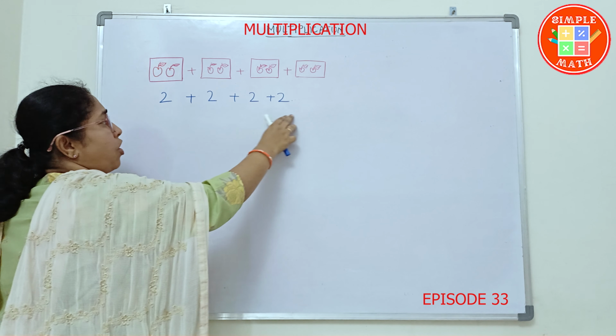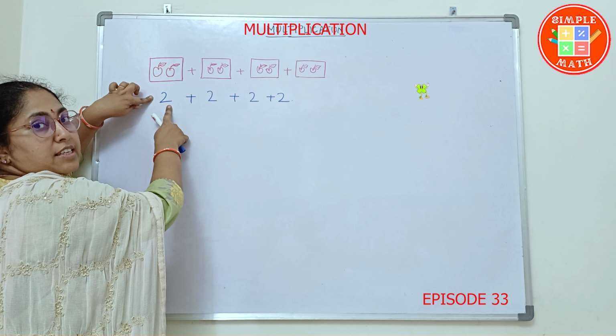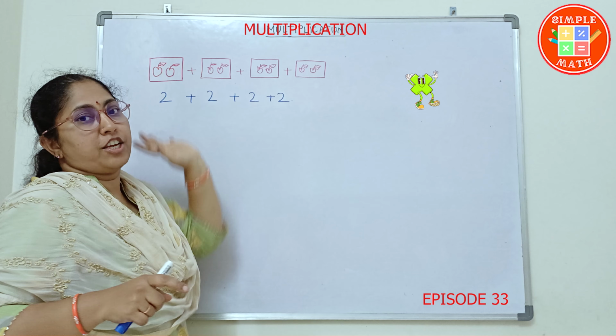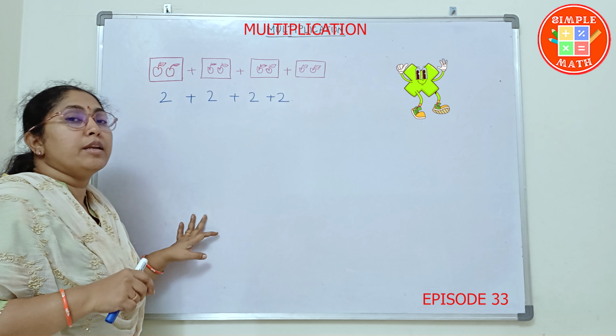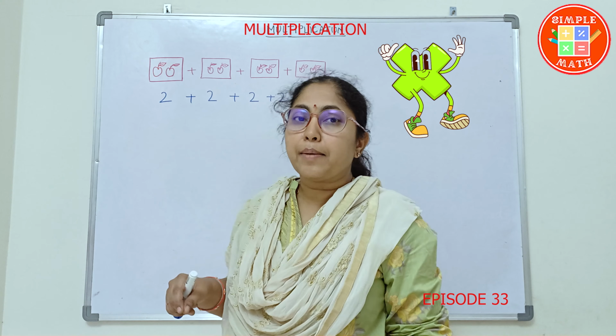So what is this called? Repeated addition of the same number is called multiplication. What is it called? Repeated addition of the same number is called multiplication.